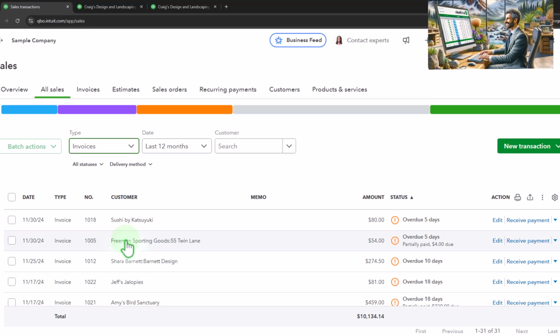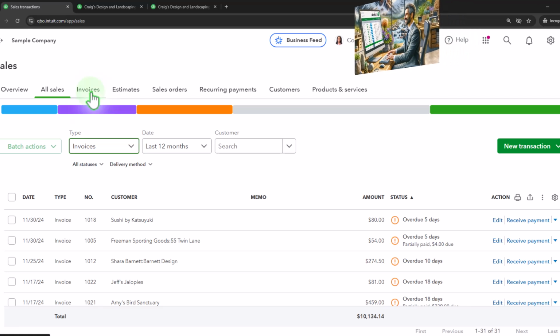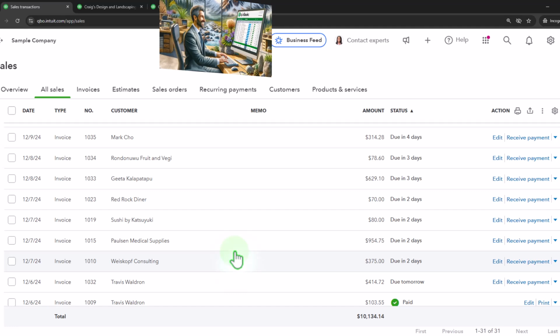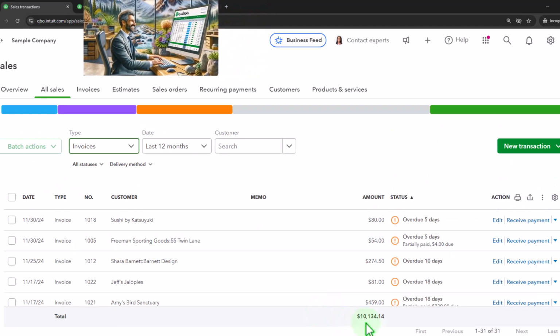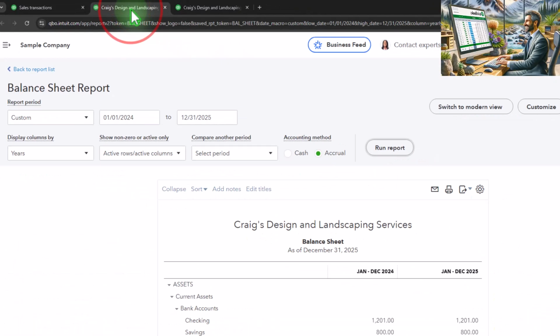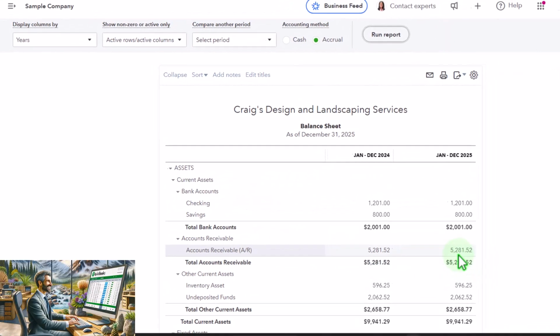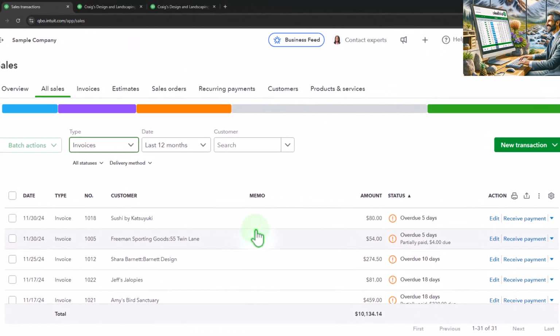However, they give us a whole other tab to do that. This tab over here is designed specifically to sort the invoices. So it's a little bit redundant. That's probably where we would go. Notice if I look at the invoices, it adds up to 10,134. If I go into the balance sheet and look at accounts receivable, it's only at 5,281. So I think this is including both invoices that are closed and not closed.